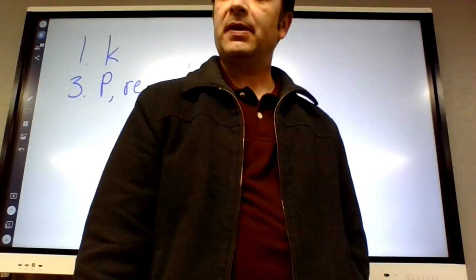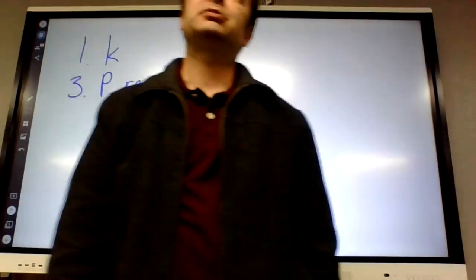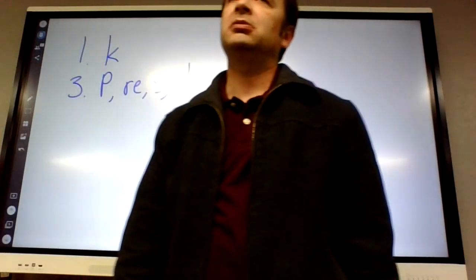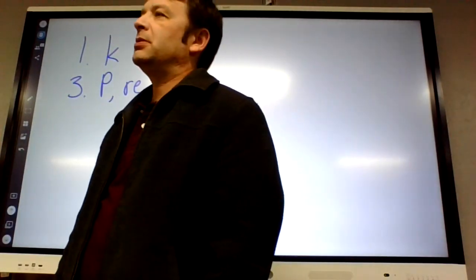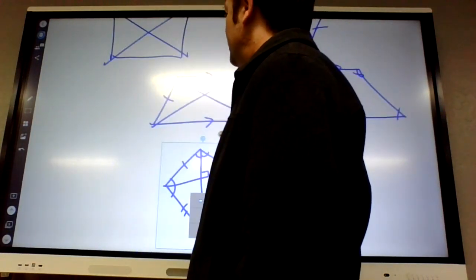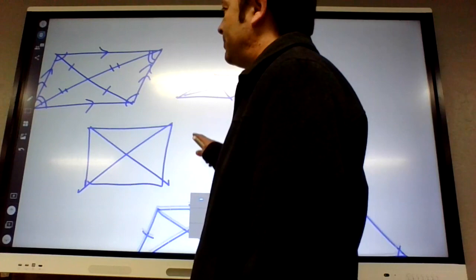Number 5. Two pairs of opposite sides are congruent. So you've got square, rectangle, rhombus. A rhombus has all four sides congruent. What is it if only the opposite sides are congruent?